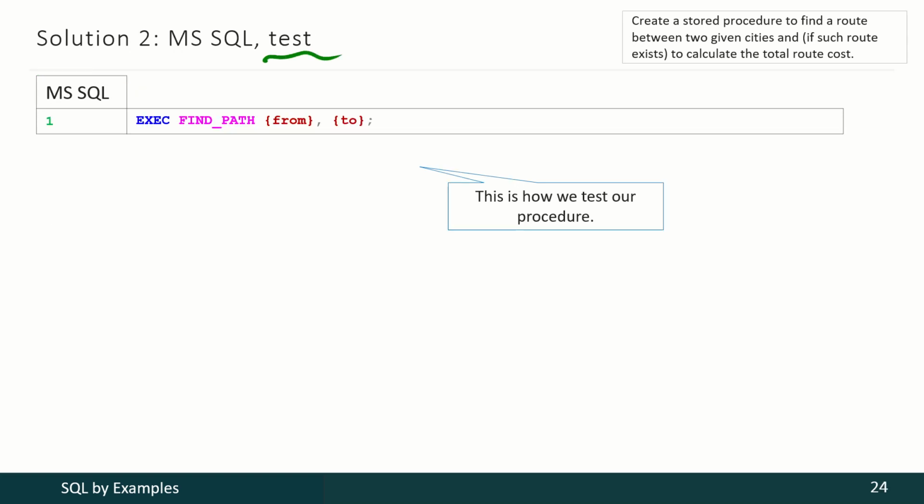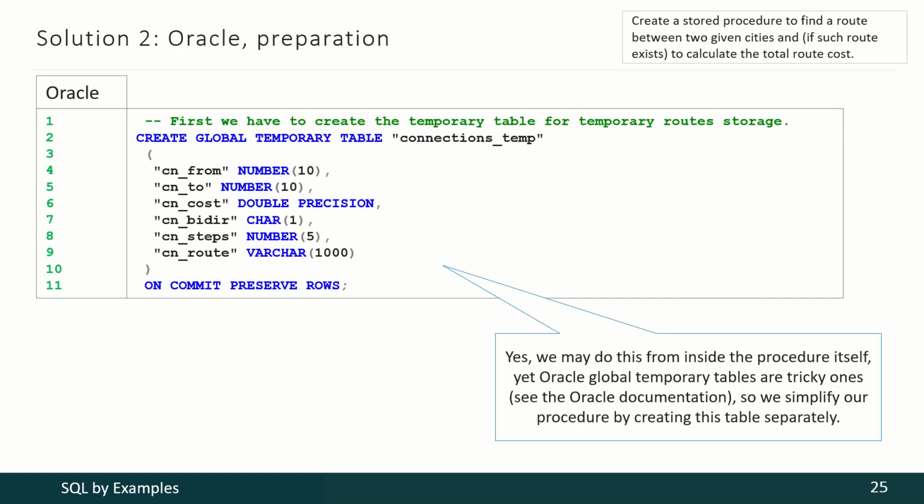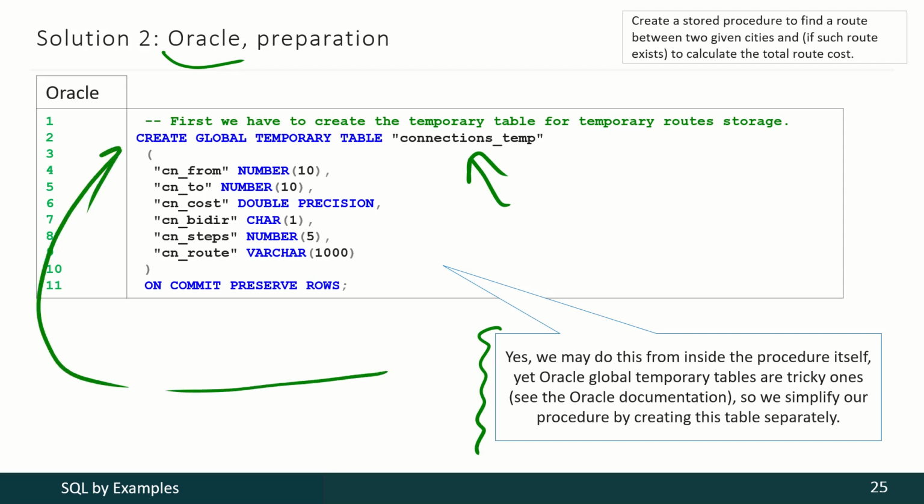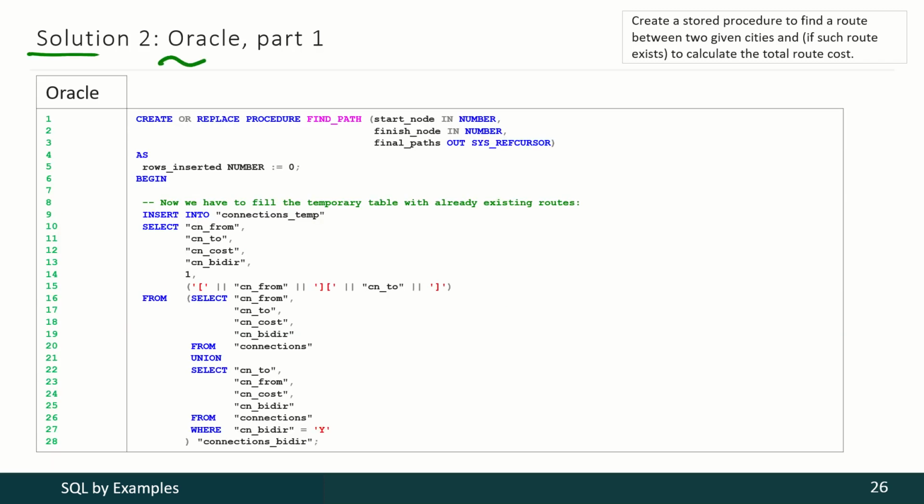Testing this procedure in Microsoft SQL Server is easy. We only have to execute the procedure passing the IDs of the source city and the destination city as parameters. In Oracle, we also need this table to store all possible routes. But due to a lot of Oracle limitations about temporary tables, we have to create this one separately outside the stored procedure. The rest of the solution for Oracle is exactly the same as for MySQL and Microsoft SQL Server.